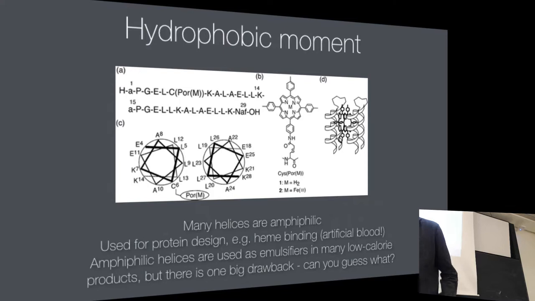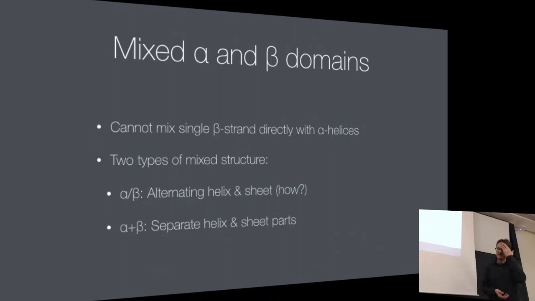It's certainly possible to, now we're talking about pure alpha helix and pure beta sheet domains, it's certainly possible to mix the two, and there are pretty much just two ways of doing that. Either they can be separate, so you have one part that's just helices and one part that's sheet, or you can alternate them. And when we alternate them, we typically write that as alpha slash beta.